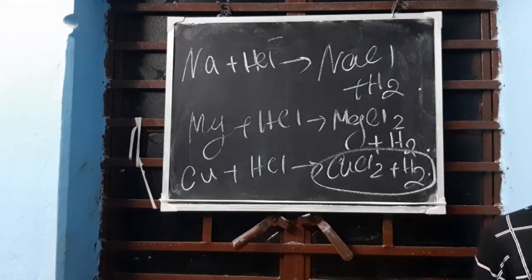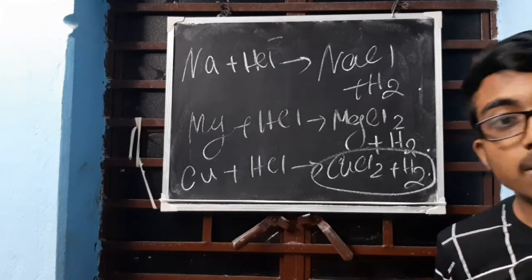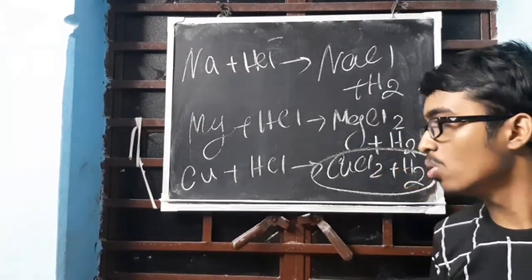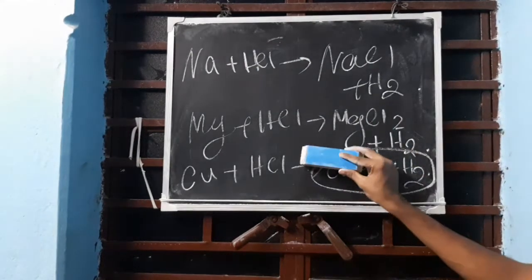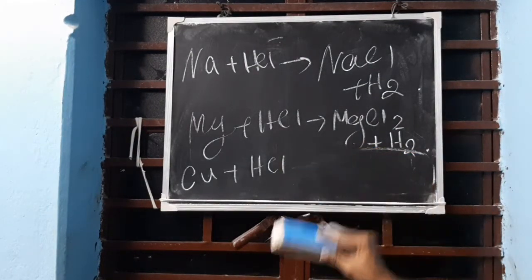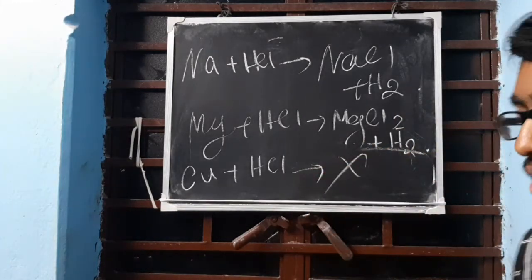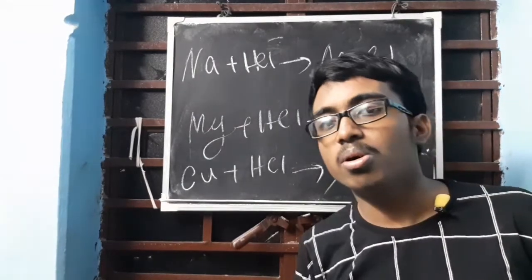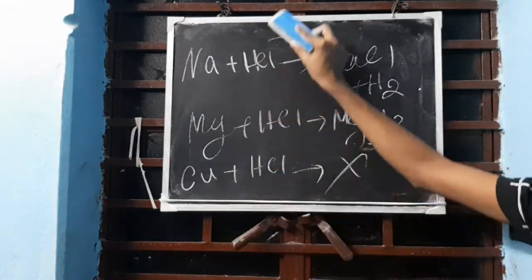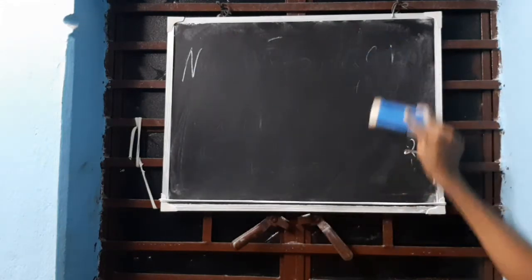This is the mistake. Where is copper located? Below or above hydrogen? Below hydrogen. So can it displace hydrogen? No. So if you react Cu with HCl, reaction will not occur. No reaction. Clear? Why? Cu is located below hydrogen, so it cannot displace hydrogen from its compound. This kind of tricky question might be asked in between. Okay?